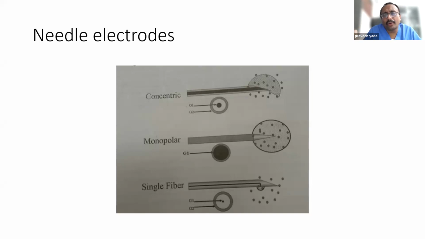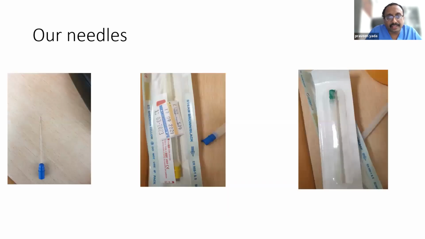But make it a point to check as many muscles as possible. Now, going forward, what will be asked? What are the types of electrodes you know? This is the simple diagram which I had taken from the neurology clinics. There are three main needles. The commonest we use in our day-to-day practice is the concentric needle EMG.